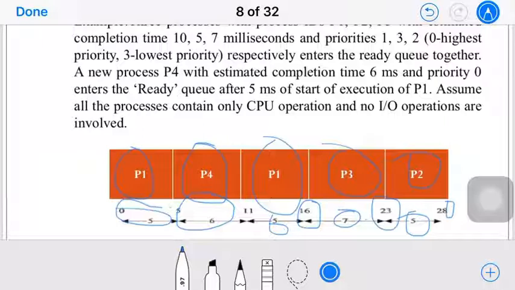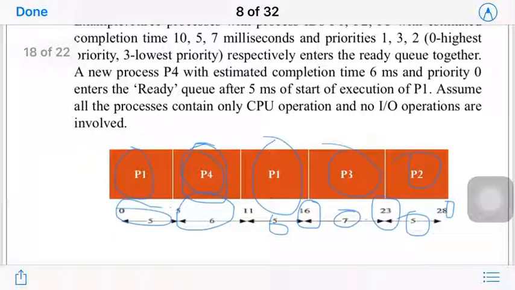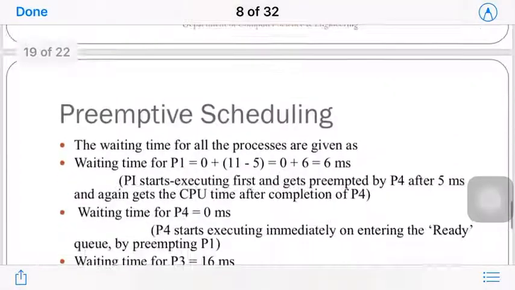Understood? P1 initially, because P4 is not in the ready queue yet, so P1 is the highest priority. After 5 milliseconds P4 enters, which is having the highest priority, so P4 will get the chance. Then P1 remaining, then P3 is the next priority, then P2 is the next priority. So once we have drawn this particular diagram, we can easily calculate the timings.